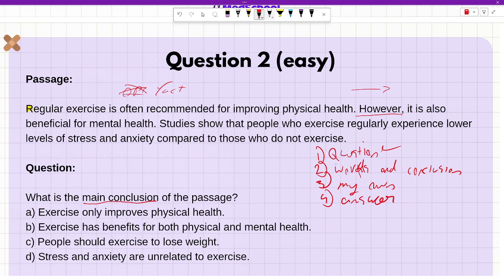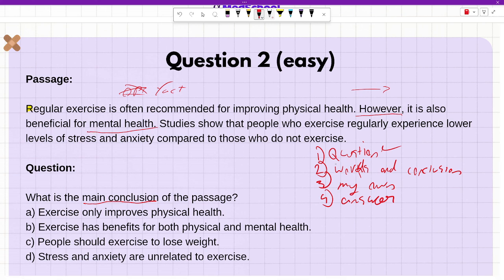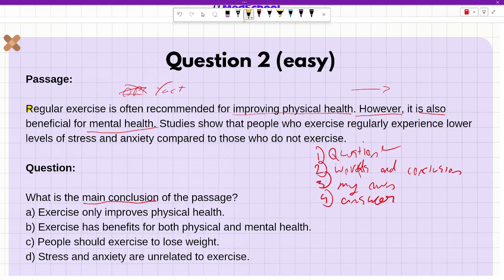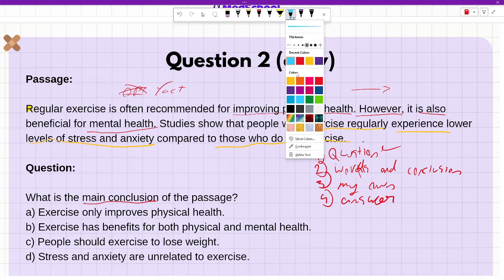So however, it is also beneficial for mental health, right? So here you're saying that it helps improve physical health, but also it helps improve mental health. Right? Studies show that people who exercise regularly experience lower levels of stress and anxiety compared to those who do not exercise.